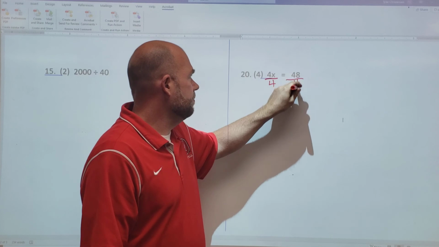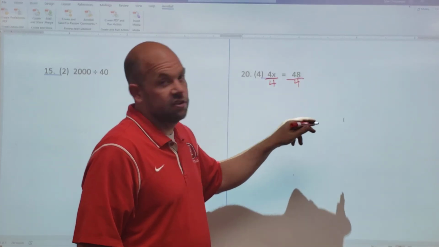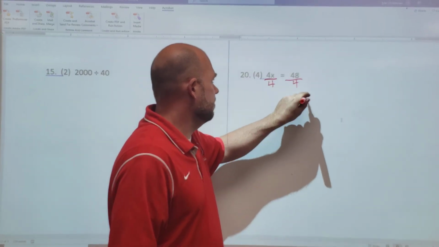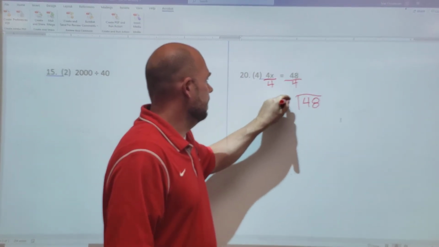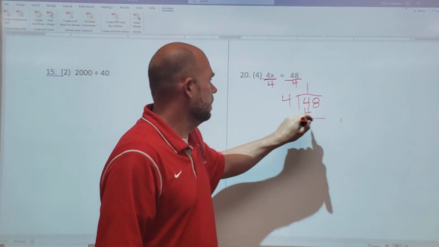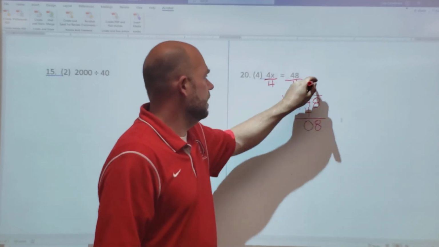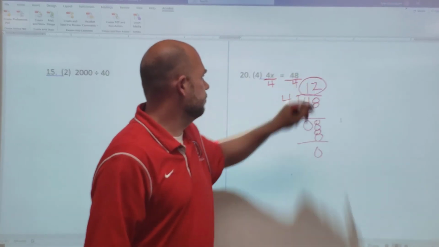So if we divide it by 4, we know because of our math times tables, 48 divided by 4 is 12. But if you didn't remember that, you can just put the top number in the box, 48, divide by 4. 4 goes into 4 one time. 4 goes into 8 two times. No remainder. So the answer is 12.